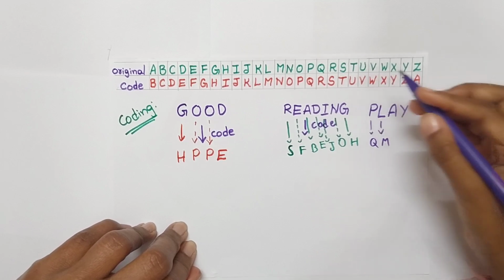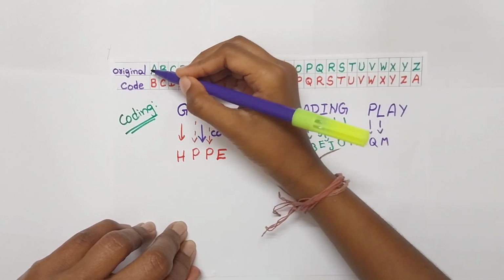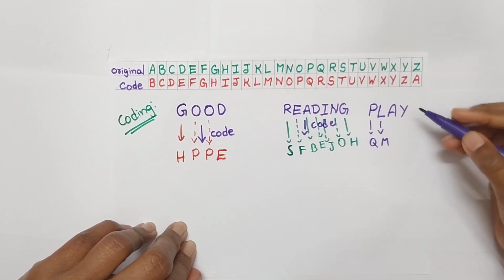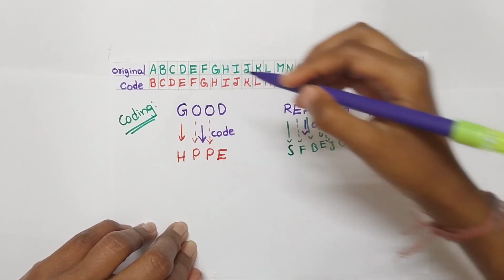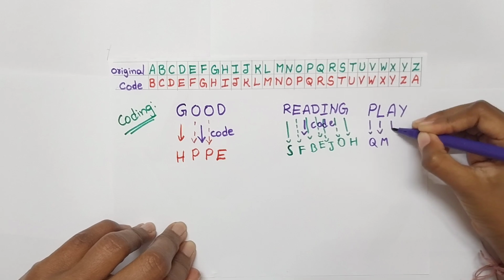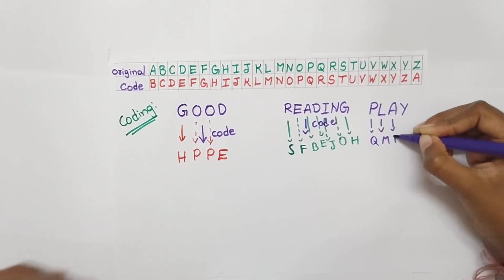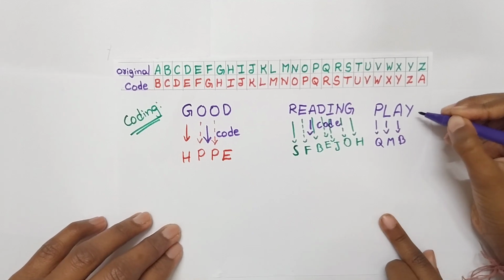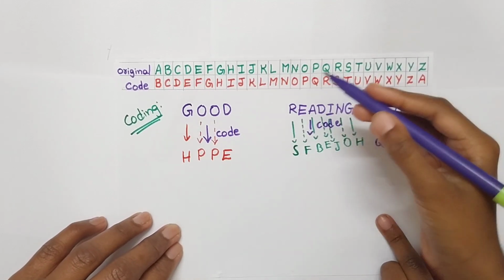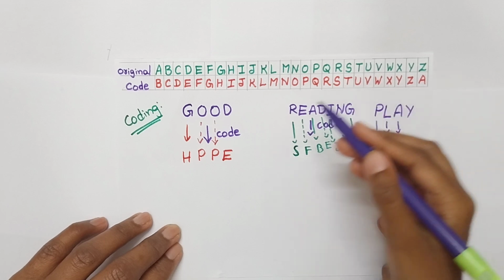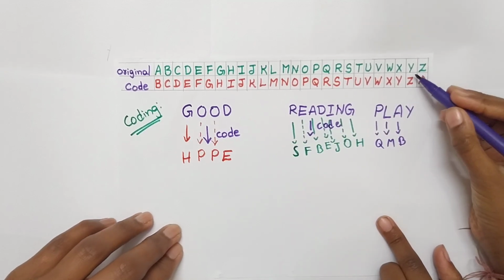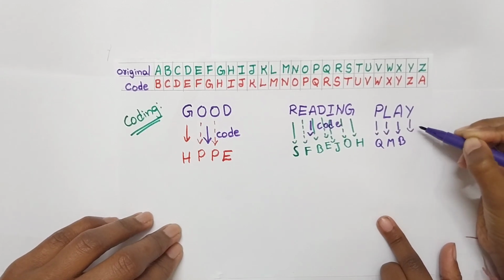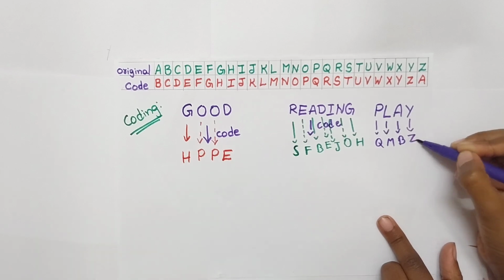Now, where is the A in the first line? At the beginning, the A is here. So, instead of A, we write B. And the last letter of the word "play", where is Y in the first line? Here is the Y. Instead of Y, we write Z.